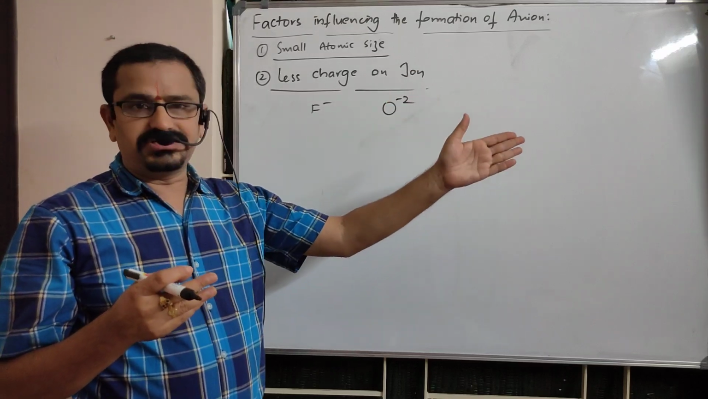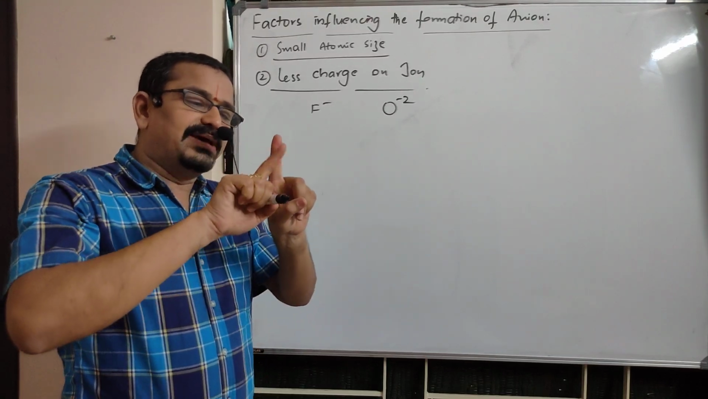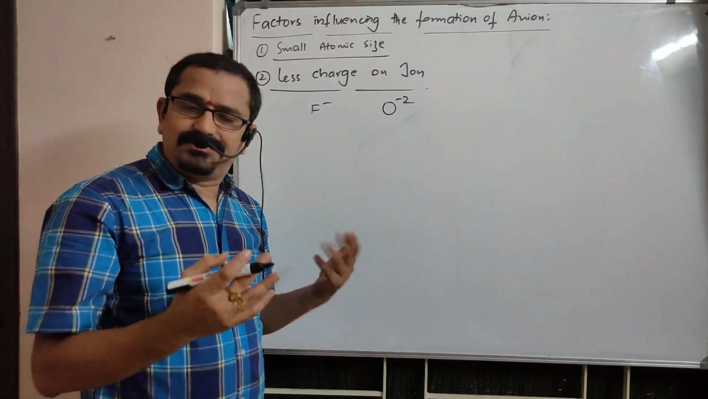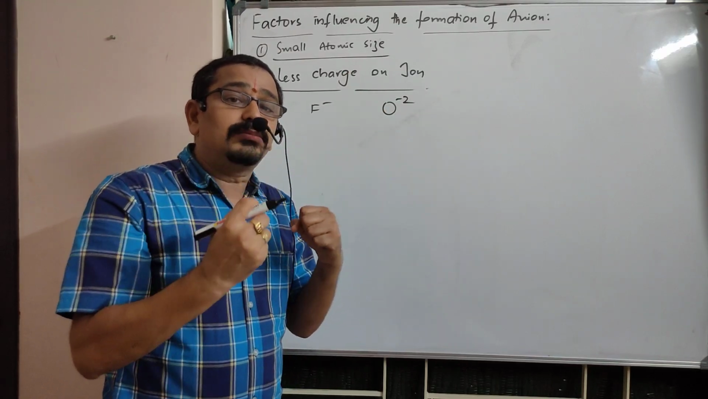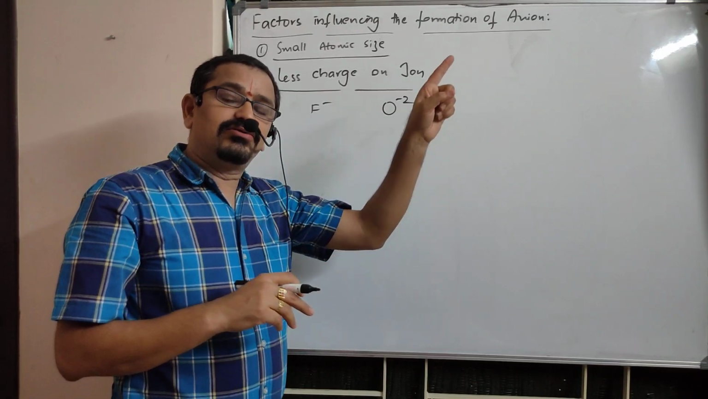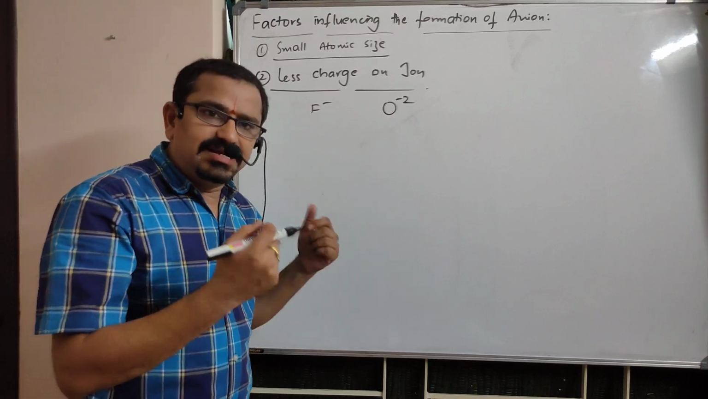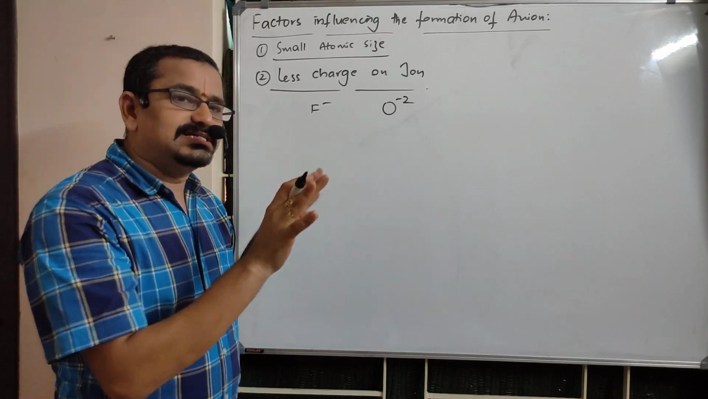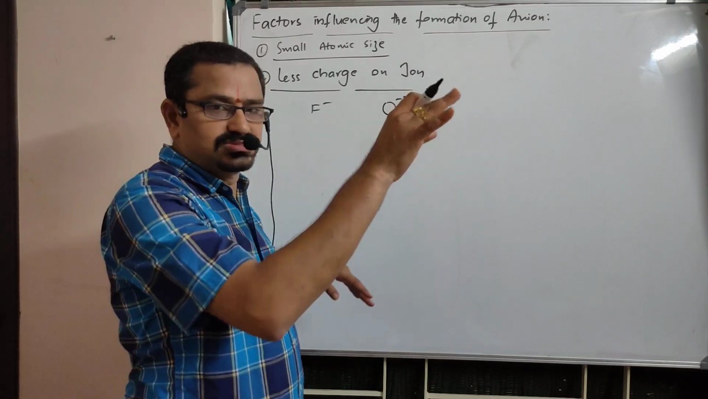Zero group elements are stable by octet, of course helium by duplet, nitrogen by half filled, and alkaline earth metals by paired electrons. As they were already stable by some means, they don't want to disturb those stabilities. That's why to add an electron, energy is to be absorbed rather than released. Understood? That's why in the addition of an electron for zero group elements, nitrogen and alkaline earth metals, it is endothermic in character. Energy will be absorbed, but for all remaining elements, energy will be released. First electron gain enthalpy is always exothermic for all elements except those three, right?